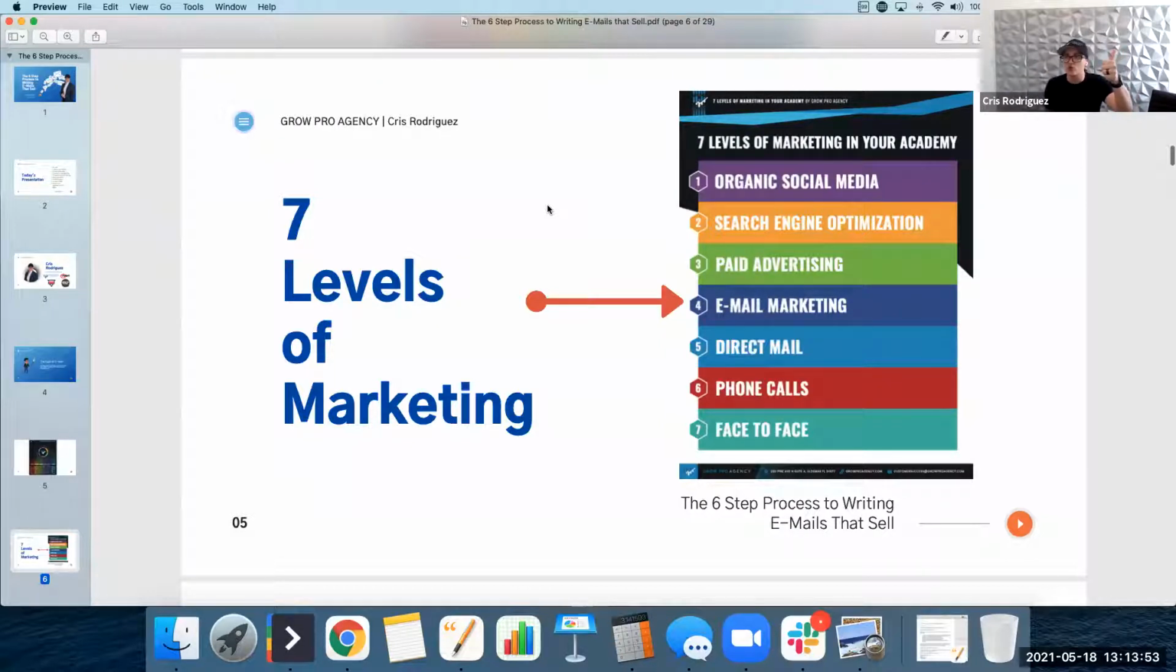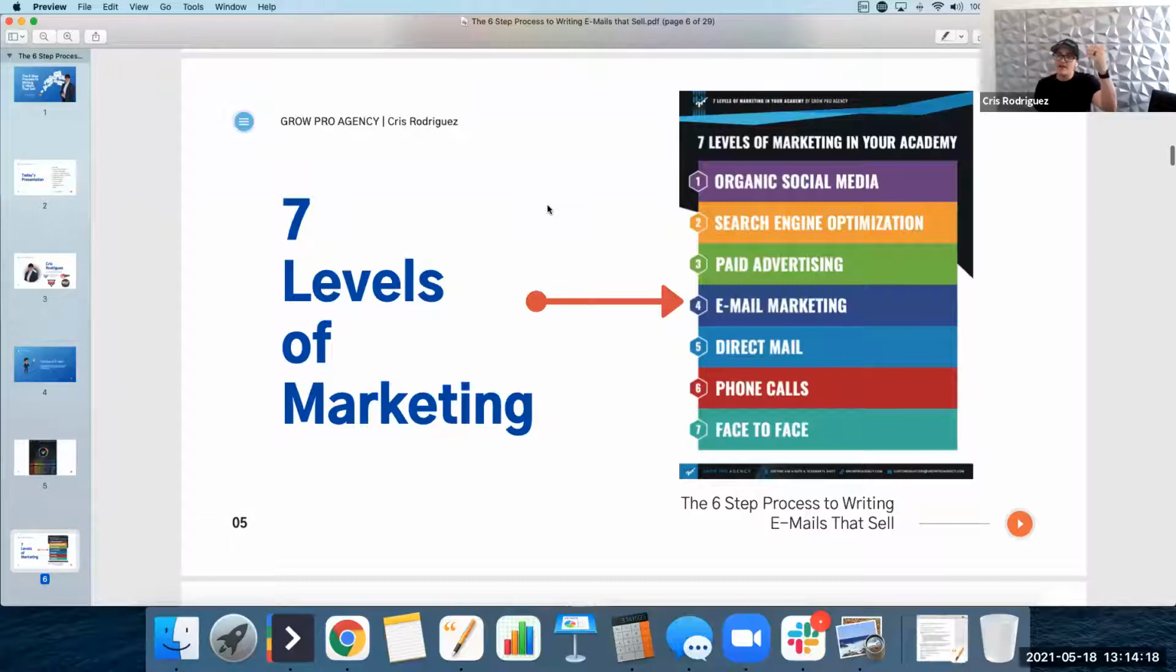You've got organic social media, that's posting consistently, that's doing Facebook Lives, that's creating events. You have search engine optimization, which has to do with your website. And I don't know about you, but I don't know anything about building websites. And that's why I let the experts over at Market Muscles handle that. All right. Paid advertising. That's my Facebook ads. Those are my YouTube ads, my Google ads.